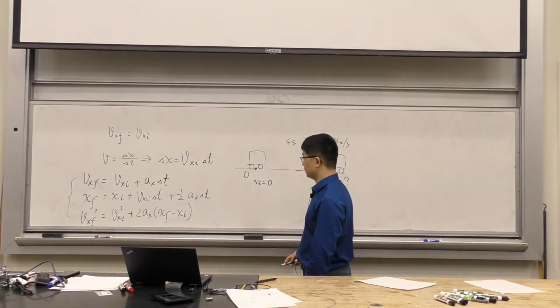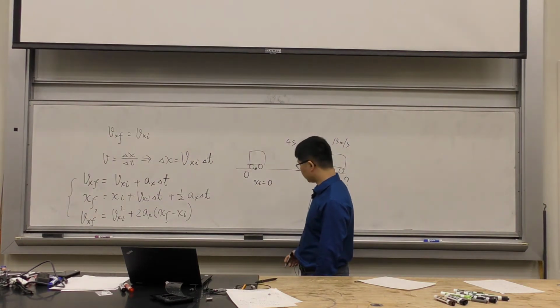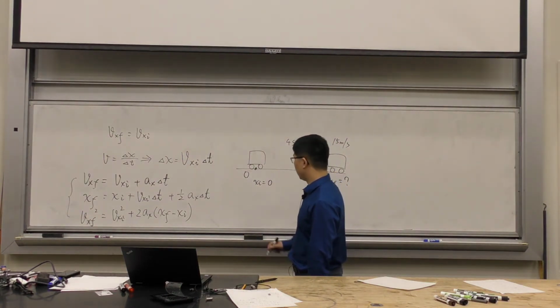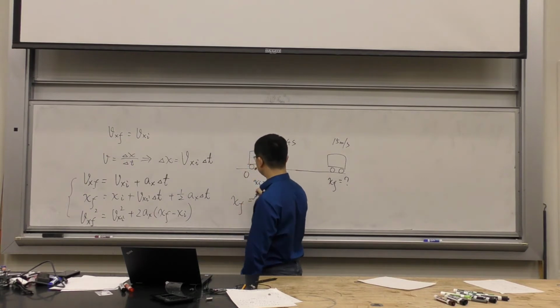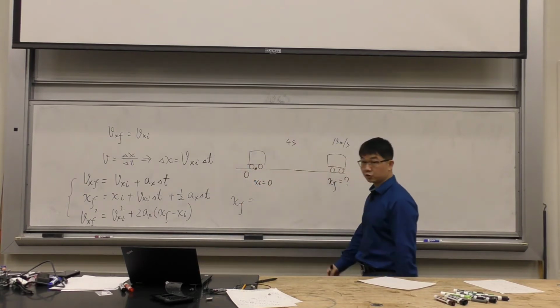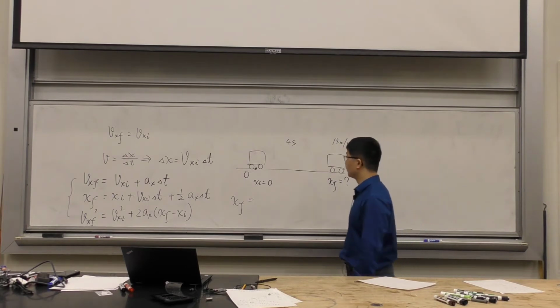Now, let's see. If I want to use the second equation, I would need this xi, which is 0, because I already set my origin at the initial point, at the very beginning of this motion.